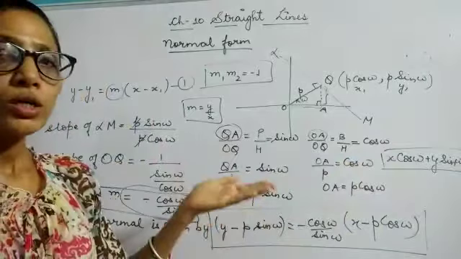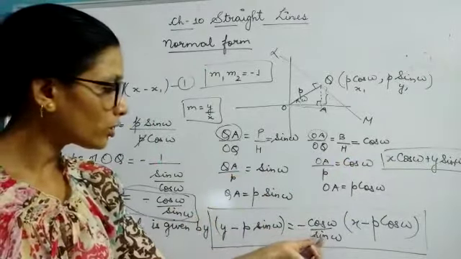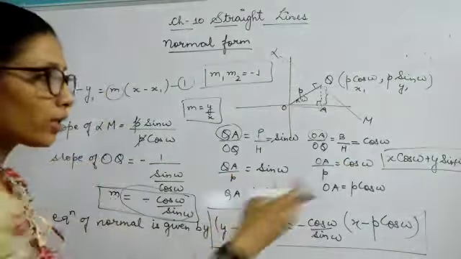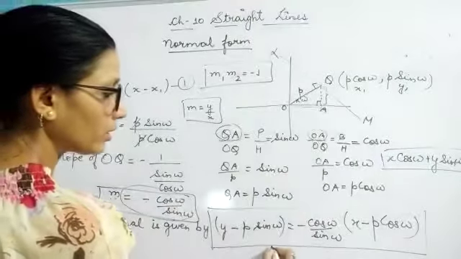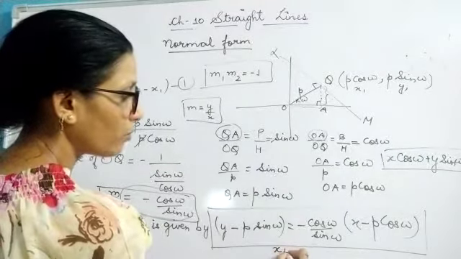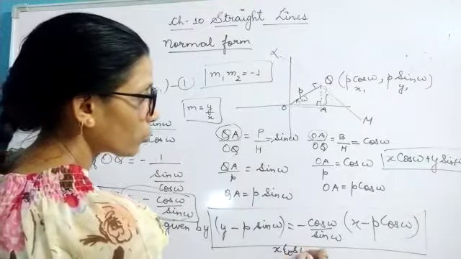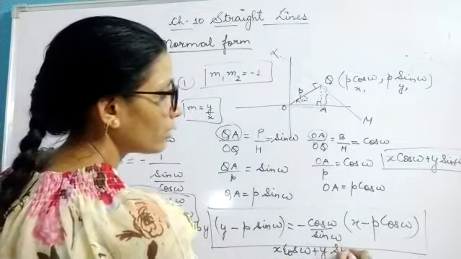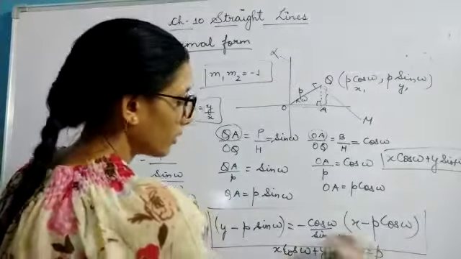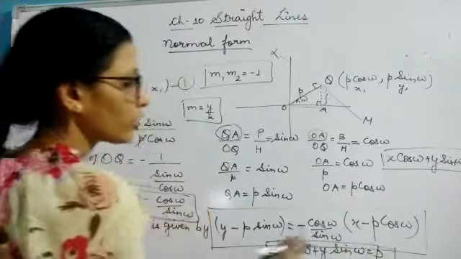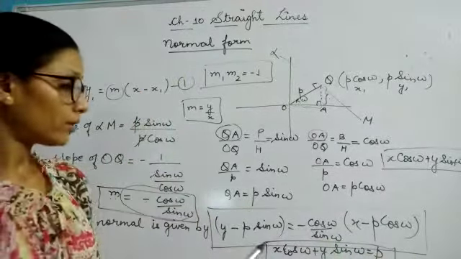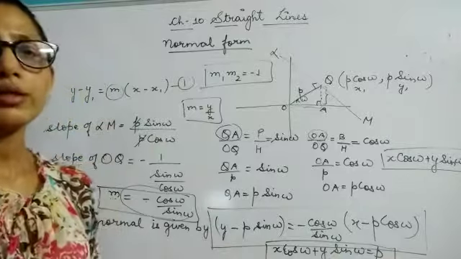You need to do nothing but just cross multiply it. I think you cannot see there, so I am writing here. So the simplified form will be x cos omega plus y sine omega equal to P. So this is your final equation of normal. You just have a look.